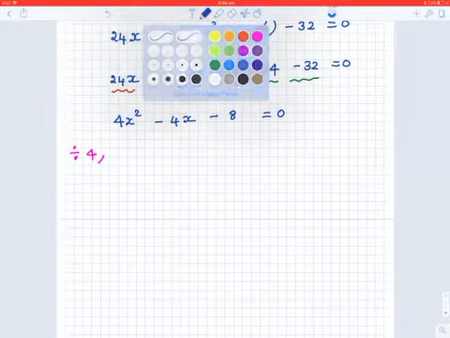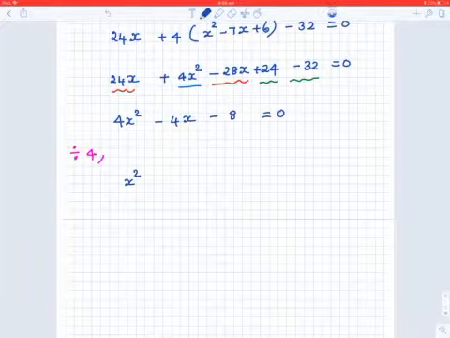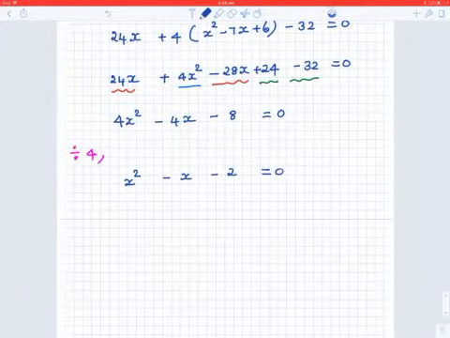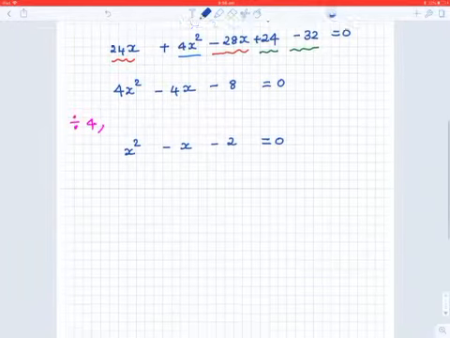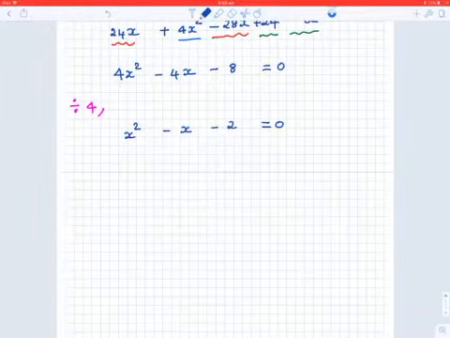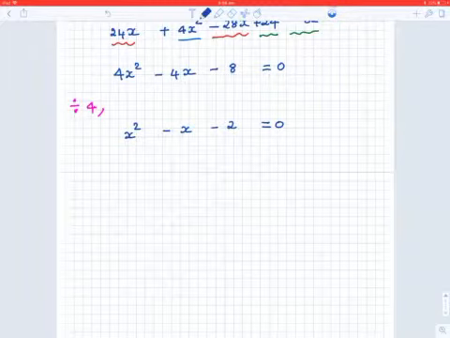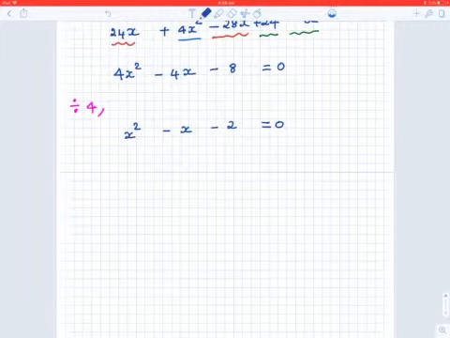Now, when you look at this equation, the coefficients are 4, 4, and 8. So I can divide the equation throughout by 4. I'm dividing throughout by 4. What I get is x squared minus x minus 2 equals 0. This looks so easy to solve.